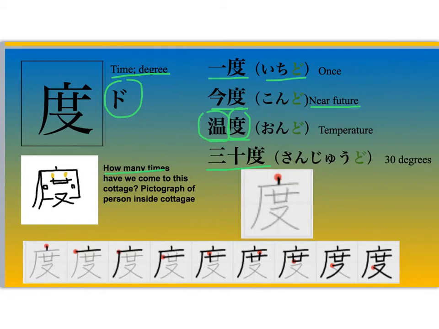Here's a strategy. How many times have we come to this cottage, where the outer part of this kanji sort of represents the cottage, and then you have a pictograph of somebody on the inside maybe crossing their arms, or perhaps this is a picture on the wall, and then this is like a table. I'm not 100% sure when I look at this. Anyway, the stroke order is 1, 2, 3, 4, 5, 6, 7, 8, 9.